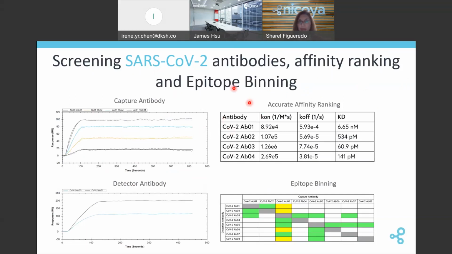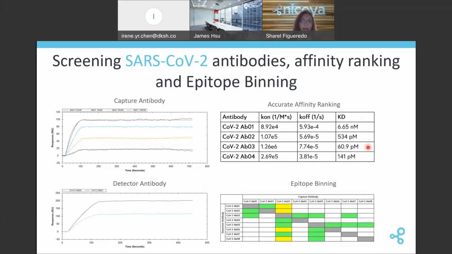So here we're looking at antibodies for SARS-CoV-2. We have 4 of these antibodies, and with SPR, we've identified and measured the on rate, off rate, the binding affinities, and identified which of these antibodies have the highest binding affinity.